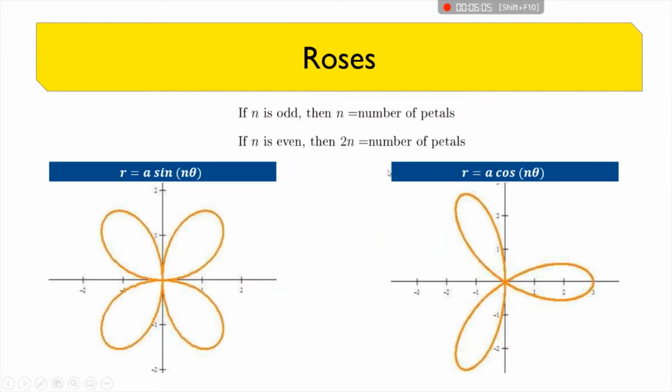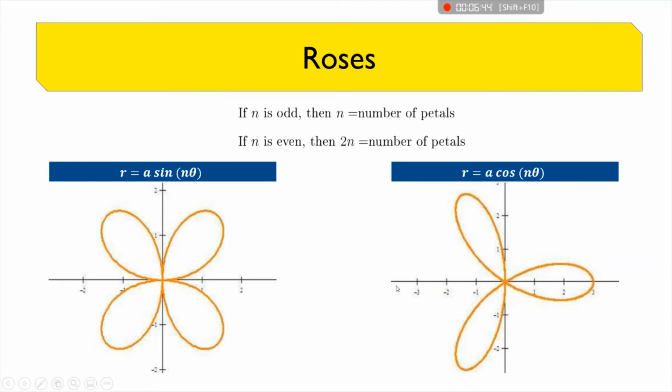Oh, no, one more. Roses. Most important one. Okay, so if you see a rose, you'll end up with a shape that looks like this. If your n number is odd, then n is the number of petals. But if n is even, then 2n is the number of petals. So for this shape that I drew right here, this n would actually be 2, and you end up with 4 petals because it was even and it doubles the number of petals. Whereas for this one, my n is 3 and I end up with 3 petals.